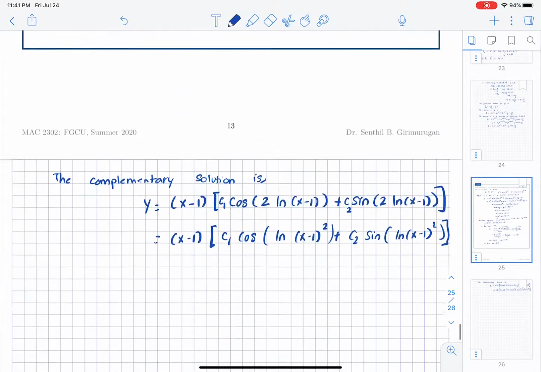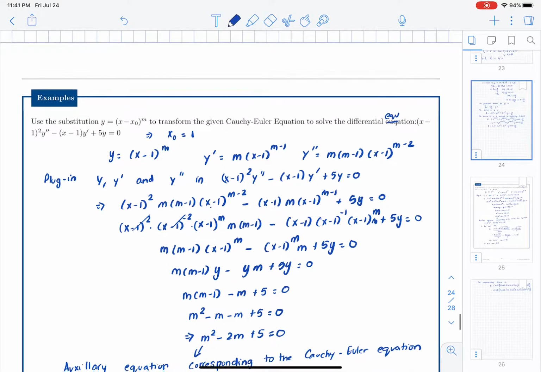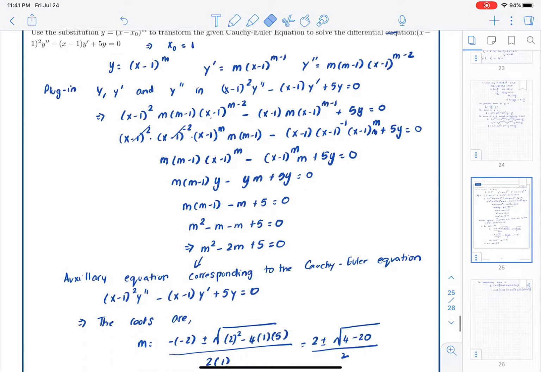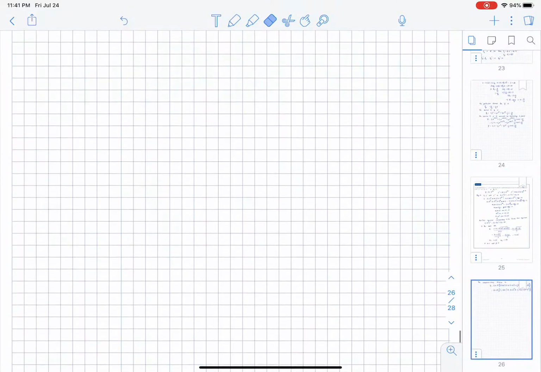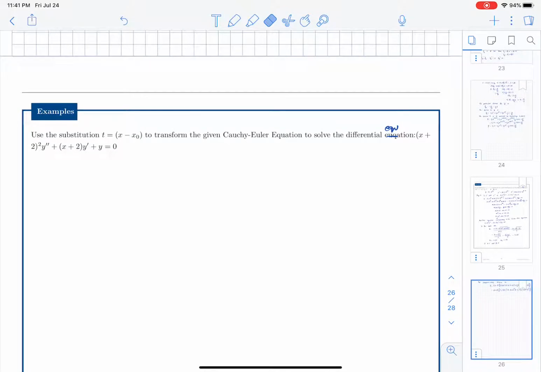And that is it. It's the same process, but instead of x raised m, we have x minus x naught. So we have to replace x by x minus 1. So here we have t equal to x minus x naught substitution, and we have to transform the given equation to get the solution. You should have recognized what that x naught is going to be. X naught here is 2.